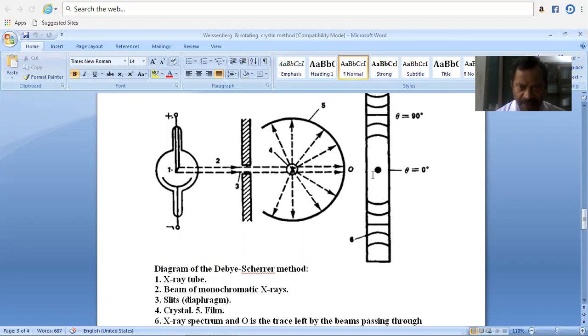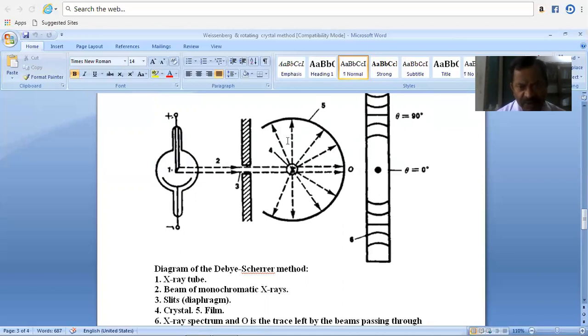Like that, the experimental arrangement is as shown here. So that's what I told. A diagram of the Debye-Scherrer method. 1, that is the X-ray tube. This is 1. Beam of monochromatic X-rays. This is 2. 3 are slits, this one and this one, two slits. The fourth one, I already told, is the crystal. The crystal you have taken in the form of a powder, in a capsule, that we are going to call 4. Number 4. 5 is film.